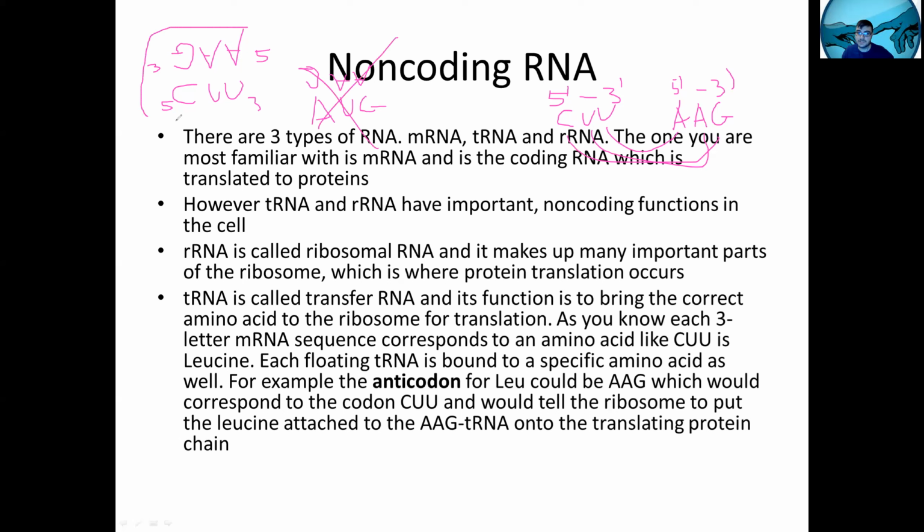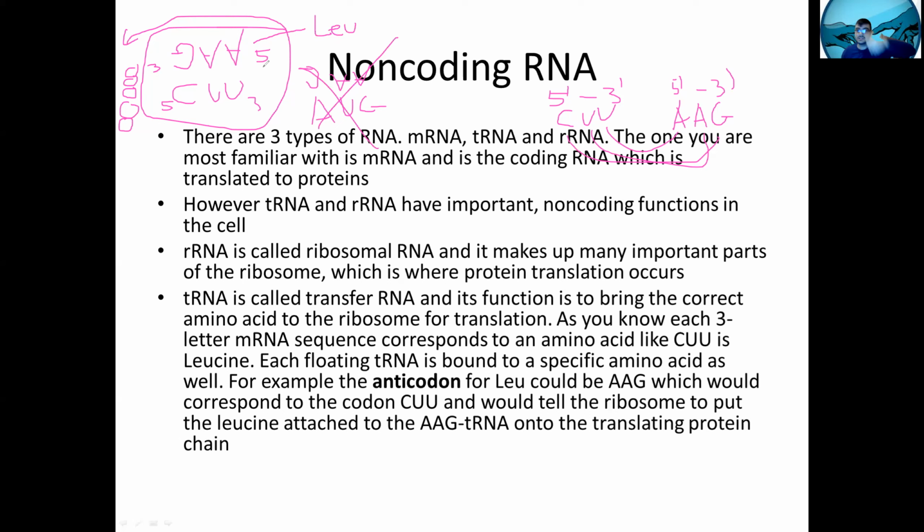But if this happens, it brings an AAG here and it binds perfectly, the cell knows, okay, there's a CUU there. There's a CUU there, I have to give it a leucine. So this anticodon is attached to leucine. So it knows, okay, this is a perfect match. So that means leucine goes here. So it takes this leucine and adds it to the growing polypeptide chain, which I'll just write like this. Okay, and that's the protein, like the growing protein is being made.